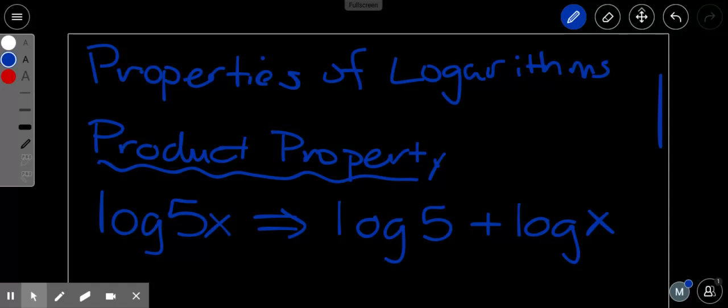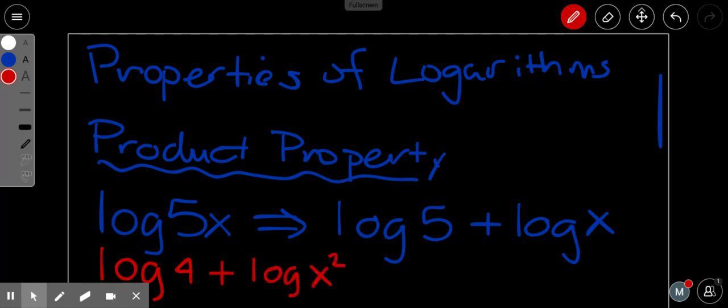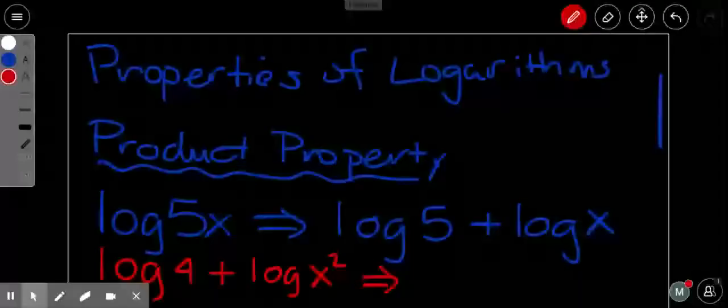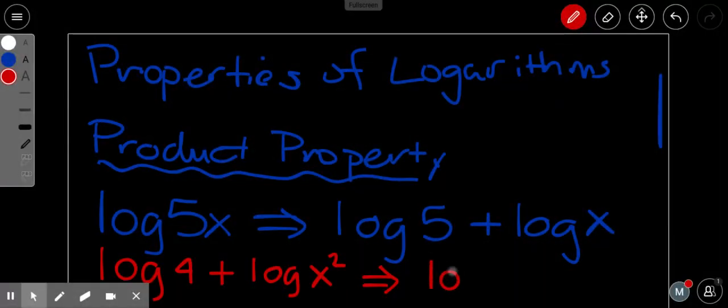we can condense it if we're given two logarithms that have the same base and that are adding. So if I have, let's change colors here. So if I have log of 4 plus log x squared, this can be condensed to, so the addition goes to the product and becomes log of 4x squared. All right, so that's your product property.